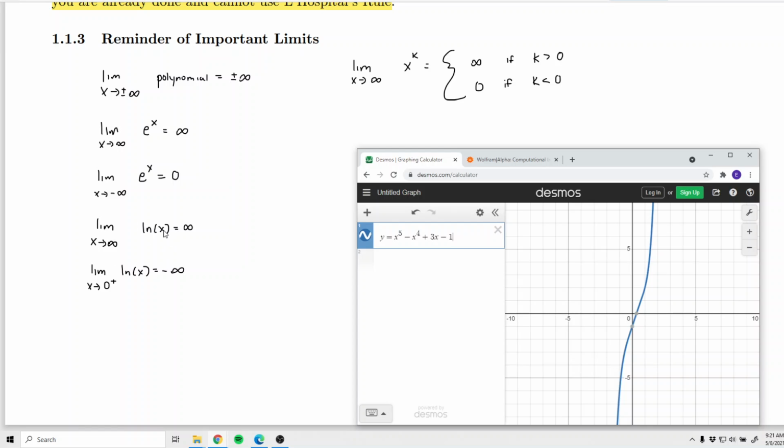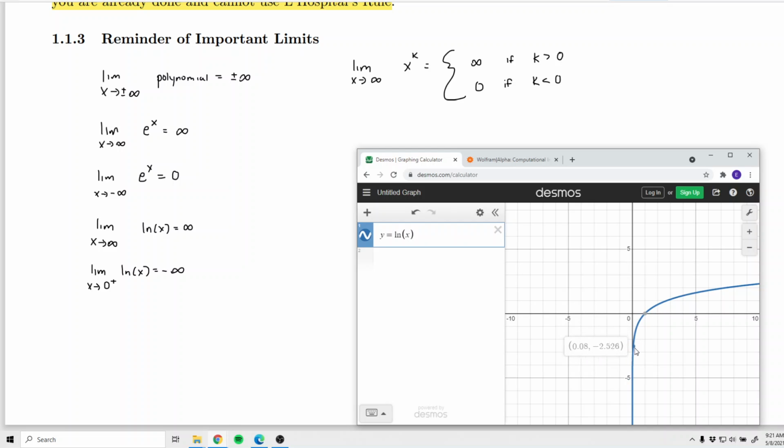The limit as x goes to infinity of the natural log of x is infinity, and the limit as x goes to 0 from the right of the natural log of x is negative infinity. Now I wanted to remind you real quickly why we have to do the one-sided limit there. The domain of the natural log is only positive numbers, so you can't come at x equals 0 both ways. You can only come at it from the right.